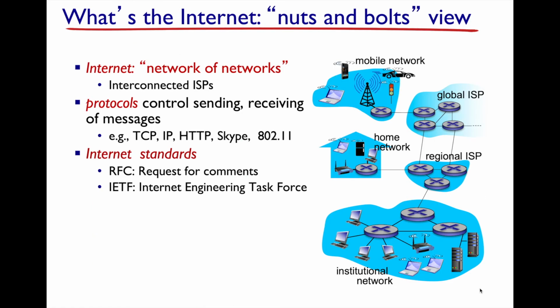So that's what the internet is. And the internet really is a network comprised of networks. So you have a bunch of interconnected networks, and that's literally what internet means. And this is achieved by connecting together these internet service providers, or ISPs.